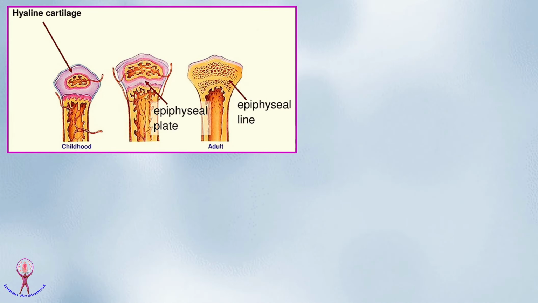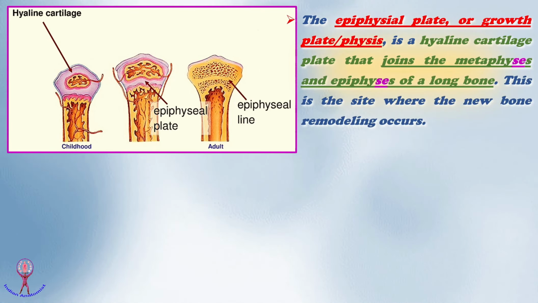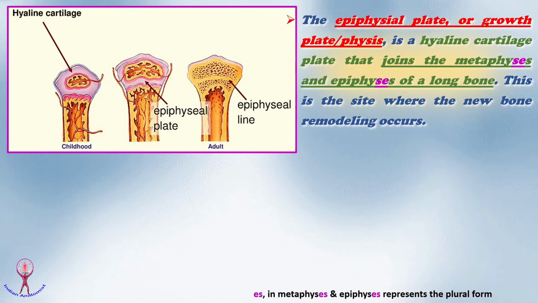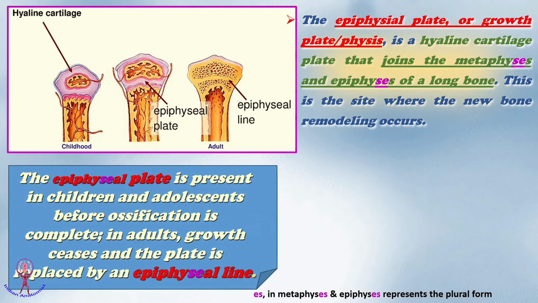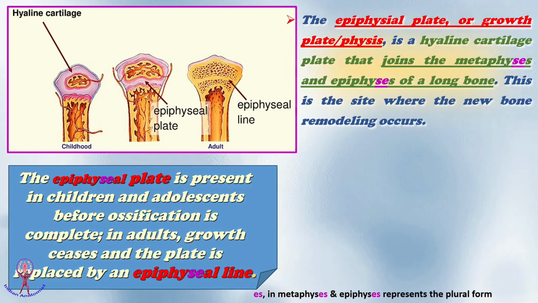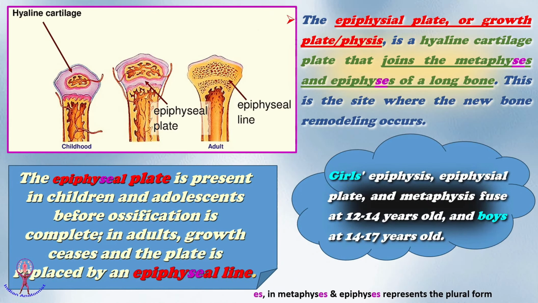What is the epiphyseal plate? The epiphyseal plate is present in children and adolescents, before the ossification of the long bone. In adults, growth ceases, and the plate is replaced by an epiphyseal line. The epiphyseal plate, or growth plate, or simply, physis, is a hyaline cartilage plate that joins the metaphyses and epiphyses of a long bone. This is the site where new bone remodeling occurs.